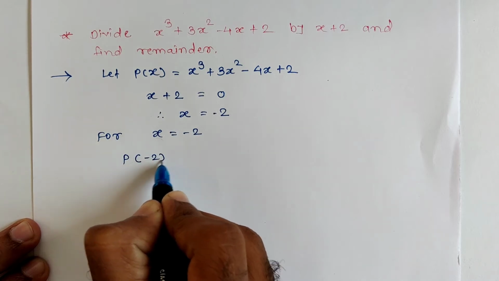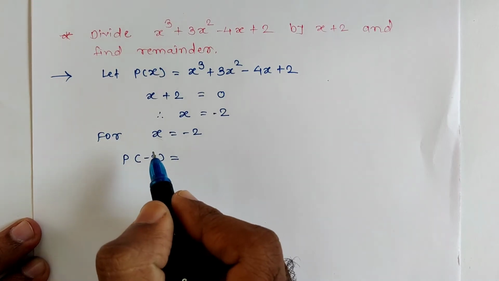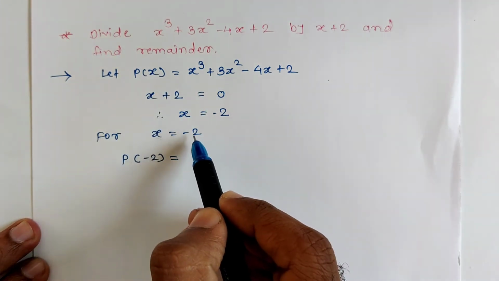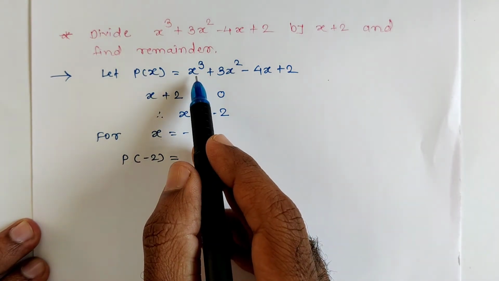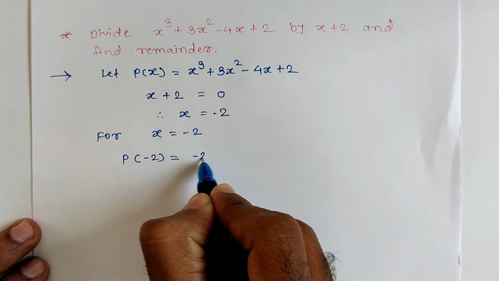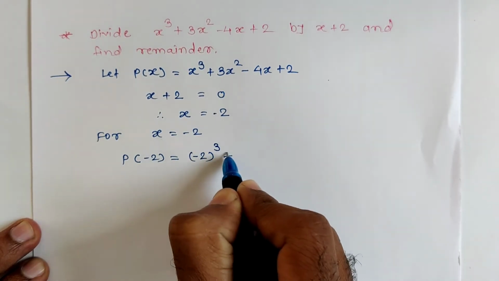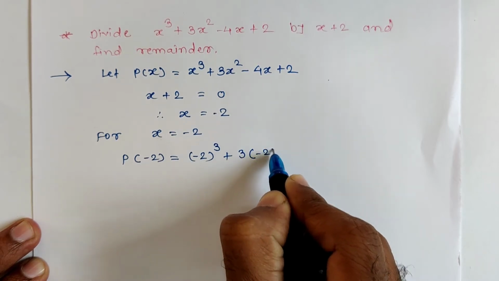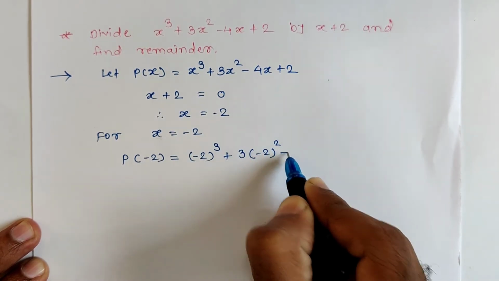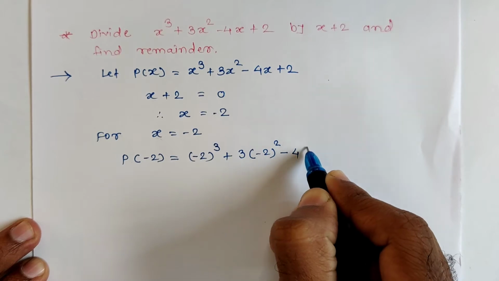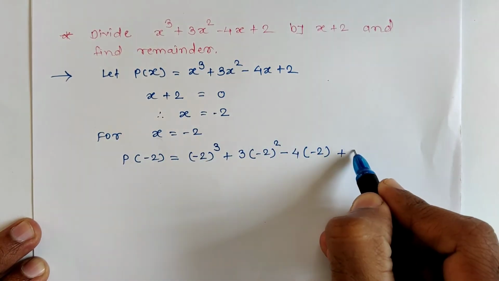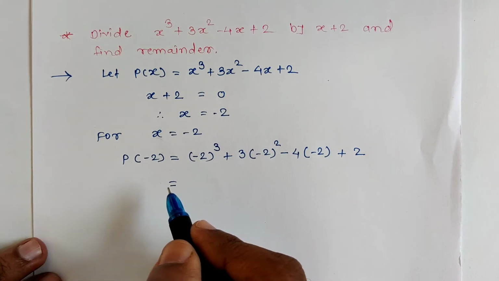So for x equal to minus 2, p of minus 2 is equal to, now we have to replace the variable x by minus 2. Firstly we have the term x cube, that should be minus 2 cube, plus 3 into x square, that's why it is 3 into minus 2 bracket square, minus 4 into x, that is 4 into minus 2, plus the constant term 2. Now we have to simplify this.